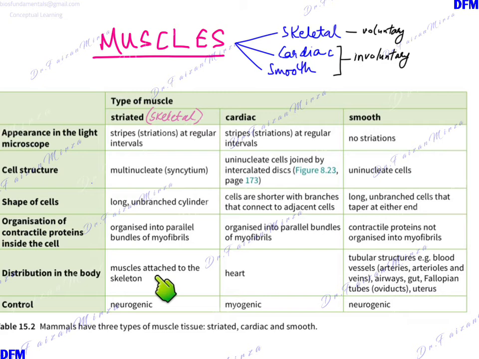What about distribution in the body? Already discussed. These are attached to the skeleton. These are in the heart. These are in the tubular structures, the hollow organs. The control is neurogenic, myogenic, and neurogenic.